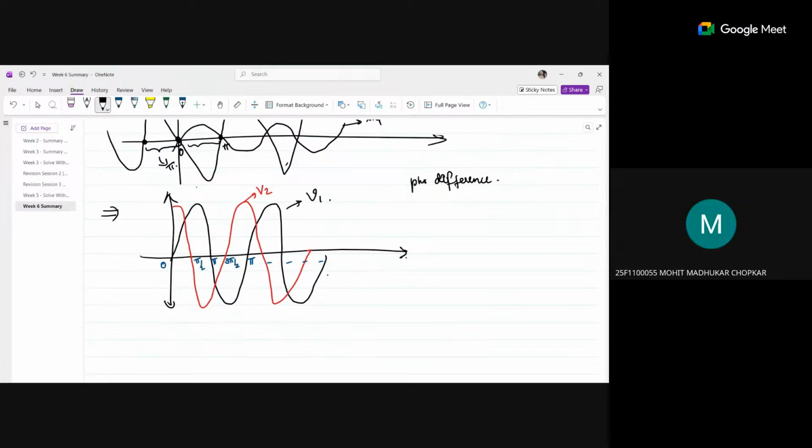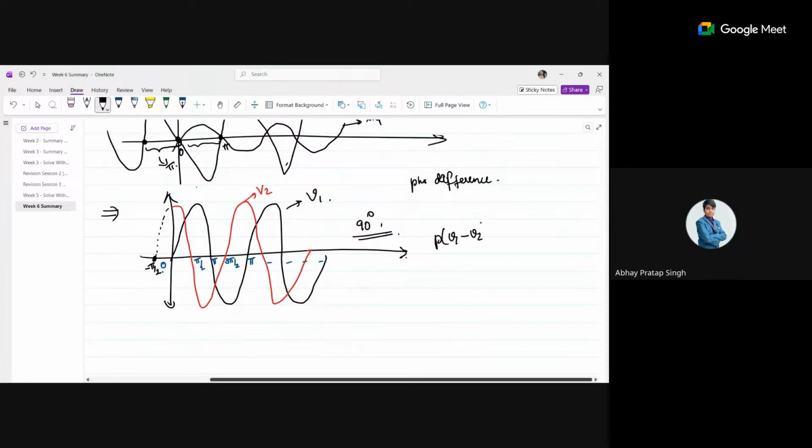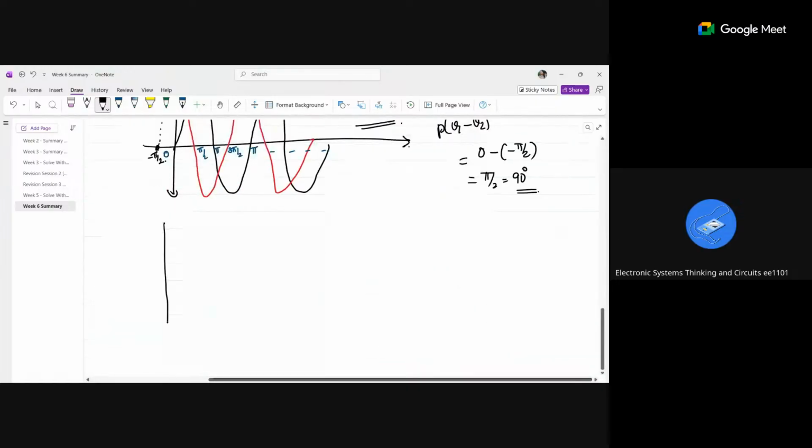Ma'am, 90 degrees, because it lies in the center of that wave, V1 and V2. You are right. If you extend this wave, it will be reaching 0 at minus pi by 2. So the phase difference between the origins is 0 minus minus pi by 2, which is equal to pi by 2, which is 90 degree. Right?